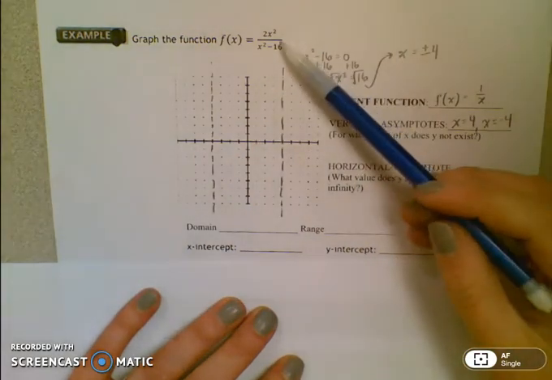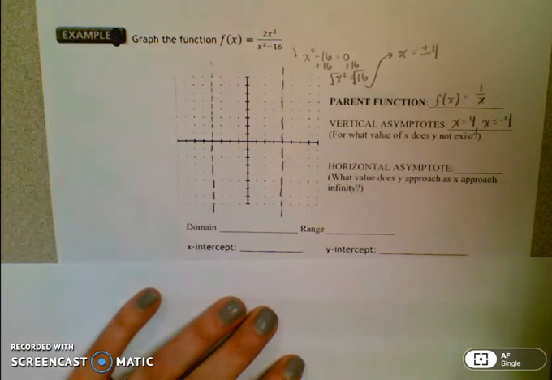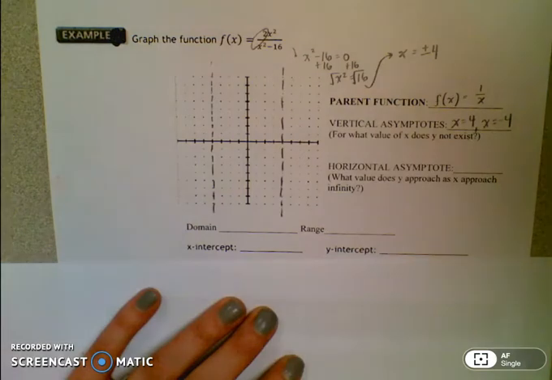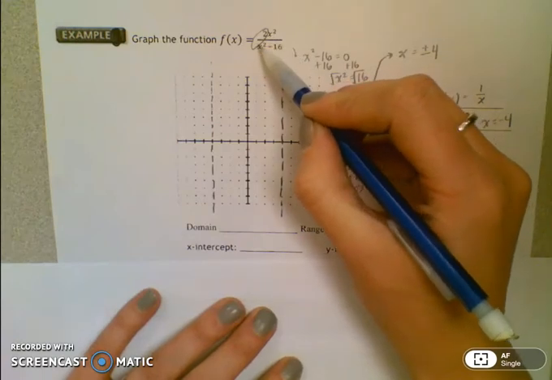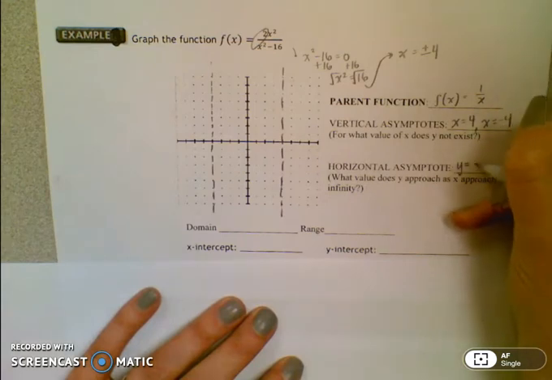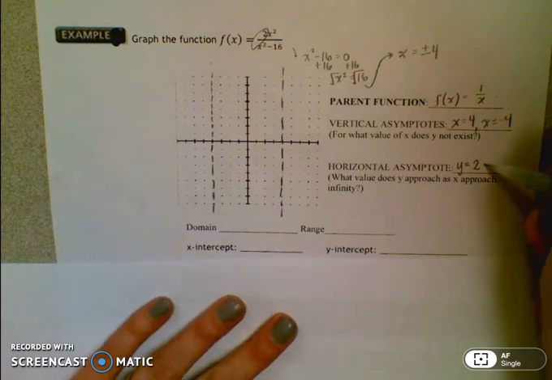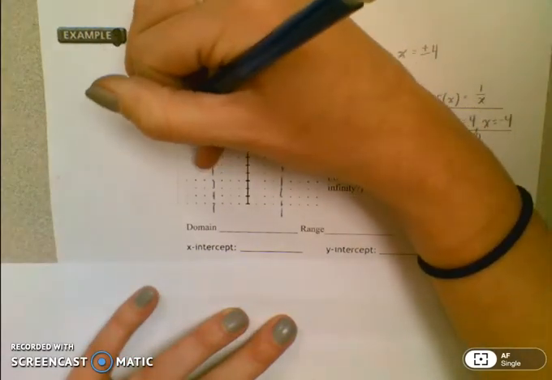Now, because this rational has x squared in both the numerator and the denominator, I am going to find my horizontal asymptote by taking the coefficients of x squared in the numerator and x squared in the denominator. So my coefficient in the numerator is a 2, and in the denominator is 1. 2 divided by 1 gives me my horizontal asymptote. And we're going to practice more with finding these horizontal asymptotes on Monday. So y equals 2 is my horizontal asymptote.